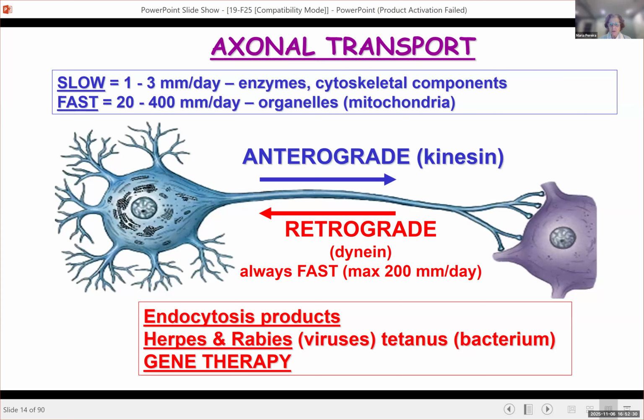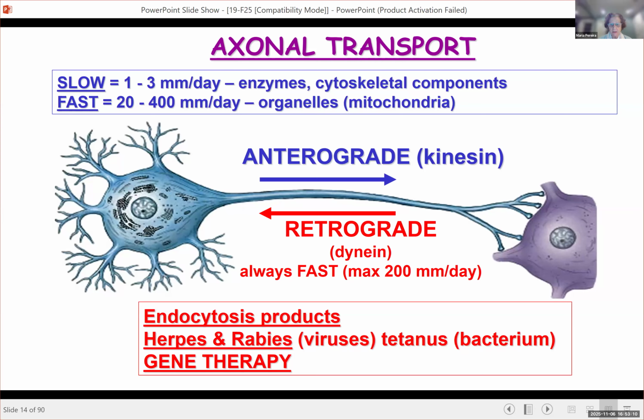So these proteins, one is kinesin. Kinesin is a motor protein that carries cargo from the cell body all the way to the axon terminal. The other protein that goes in the opposite direction is dynein. Dynein carries cargo from the axon terminal all the way to the cell body. So you have these two proteins that carry cargo in opposite directions.